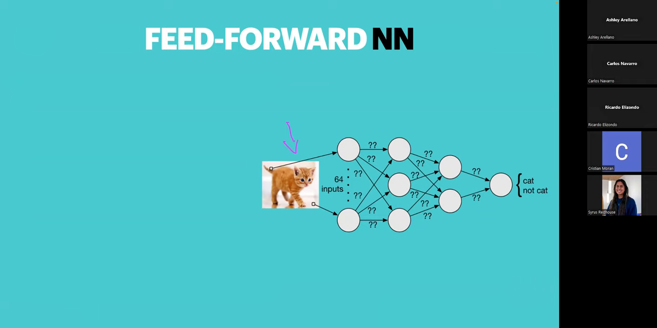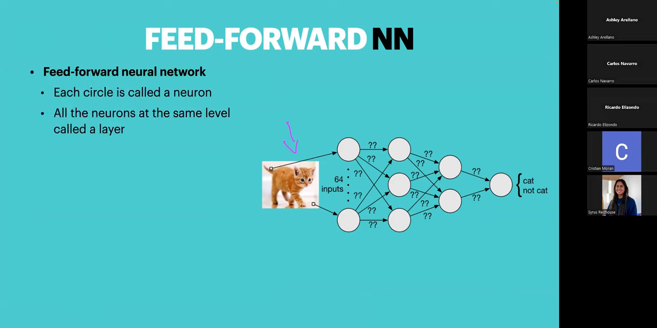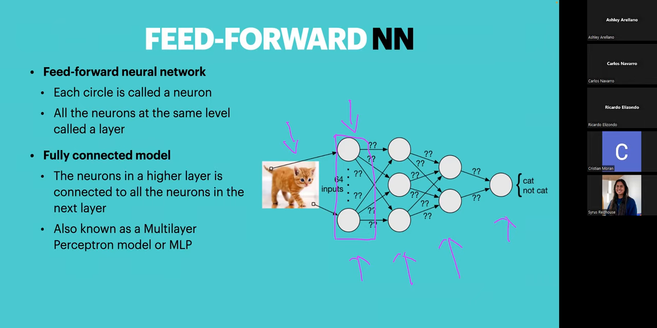This represents a particular setup of a feed forward neural network. Basically each circle is called a neuron, and the neurons at the same level are called a layer. In this example, we have four different layers. This neural network is also called a fully connected neural network, because each neuron in one level is connected to all the neurons in the next level.